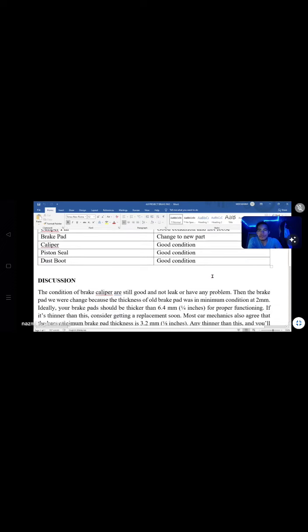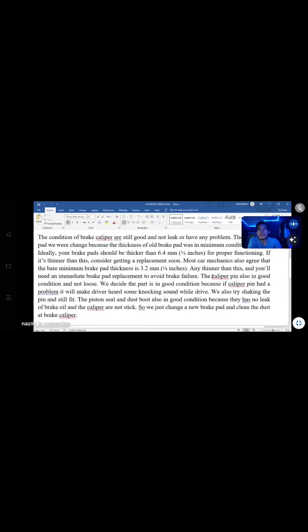So in discussion, the condition of the brake caliper is still good, and it does not leak or have any problem. Then the brake pad we will change, because the thickness of all the brake pads is 2 mm, so it's the minimum lifetime for a brake pad, and it has to be changed immediately.